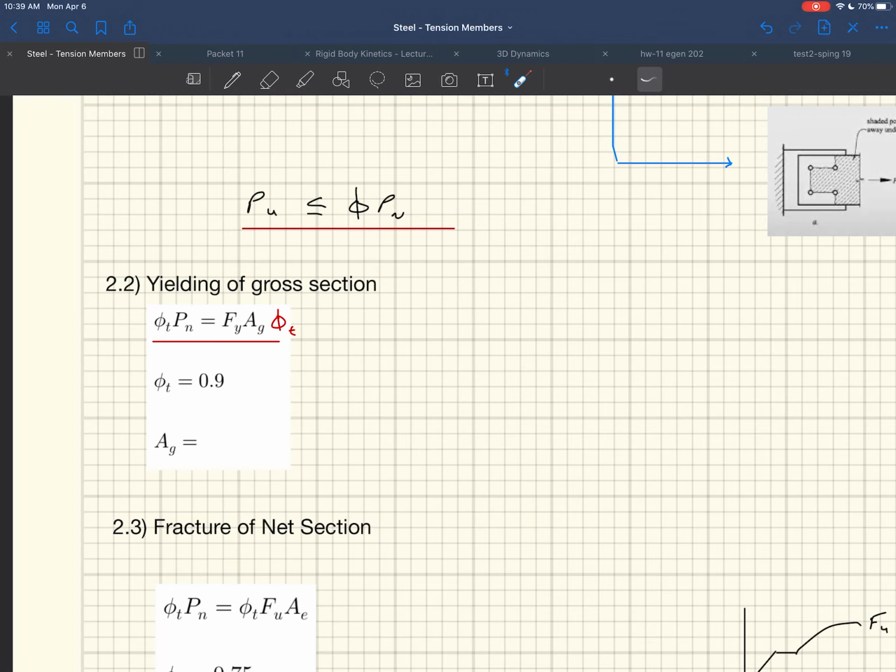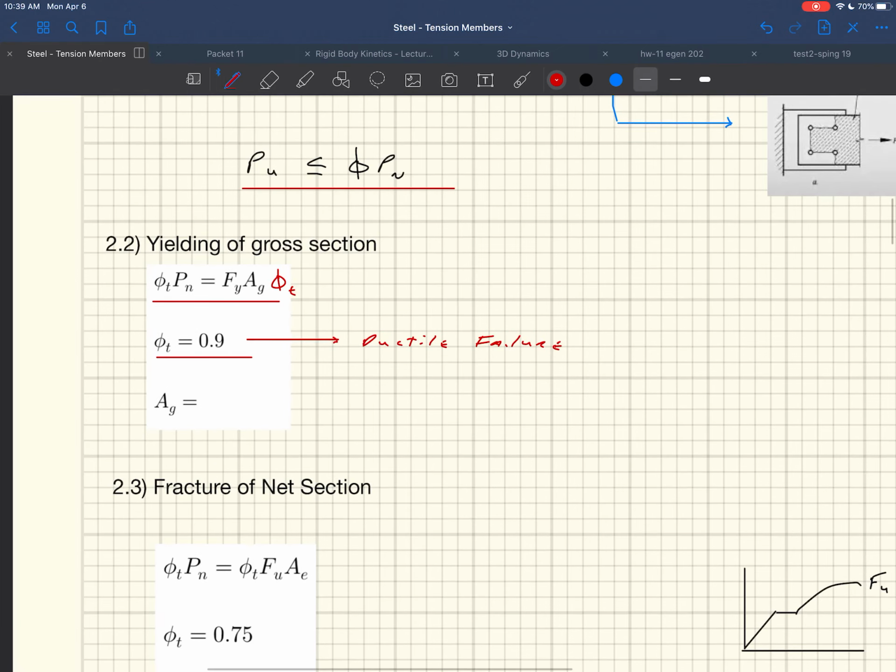Phi in this particular case, right? This is a ductile failure, so the phi is 0.9, right? Because this is a ductile failure. So you get rewarded for having a ductile failure. So in this particular mechanism, we use phi equal to 0.9, and Ag is the gross cross-sectional area.